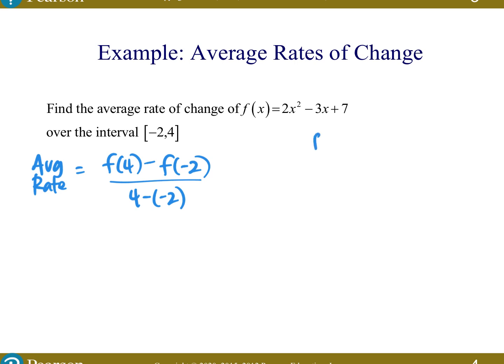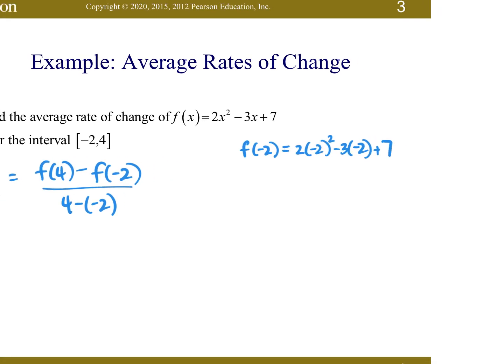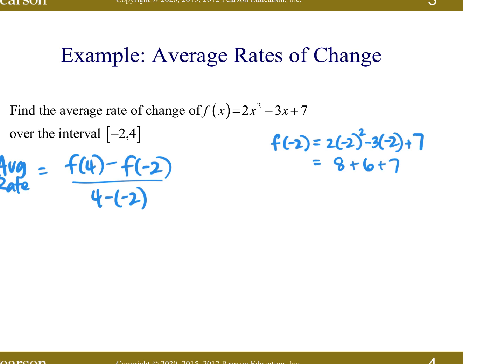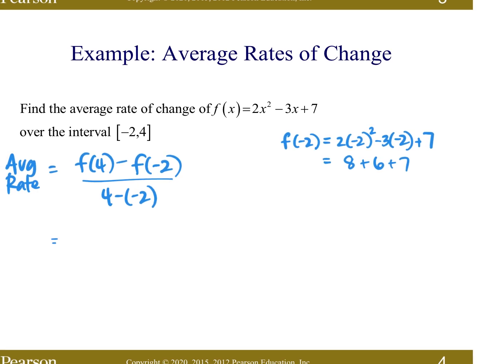If you plug in f of -2, I'm going to get 2 times -2 squared minus 3 times -2 plus 7. So that's 8 plus 6 plus 7. So who's got that for me? 21. And then we'll also need f of 4.